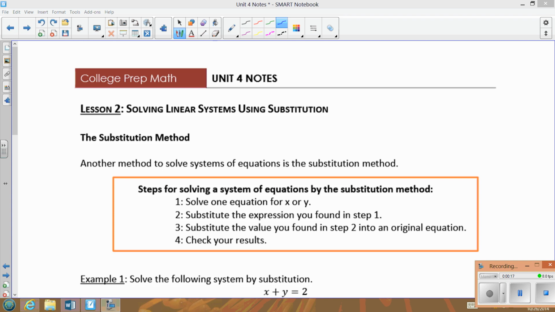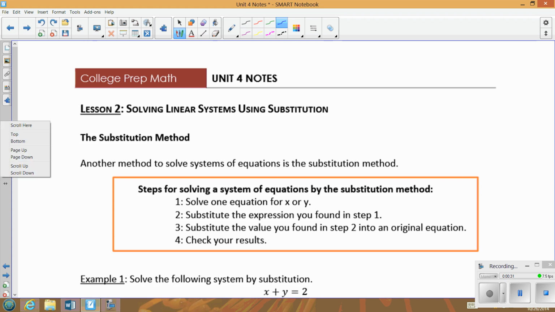For substitution, what you're going to do is solve one equation for x or y, and then substitute that expression into the second equation. Then you'll solve that equation for either x or y because it'll be all in one variable. Once you figure out x or y, you plug that back into either one of the original equations and you'll get the second variable that you need.